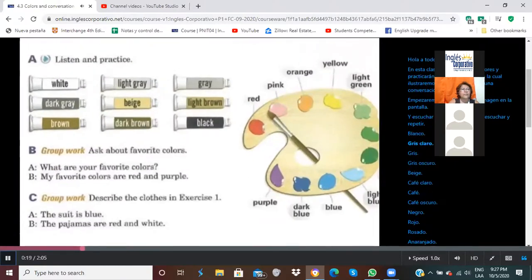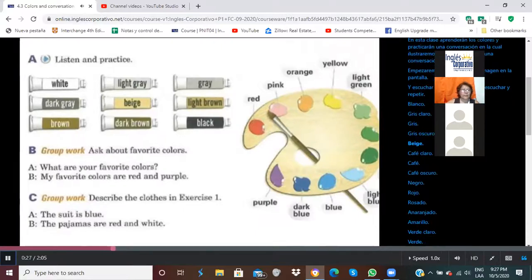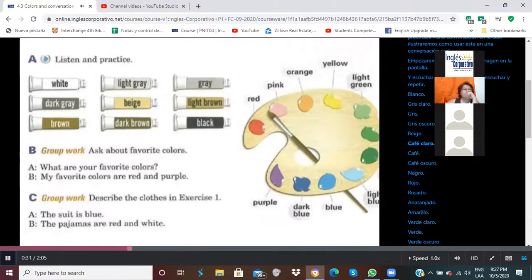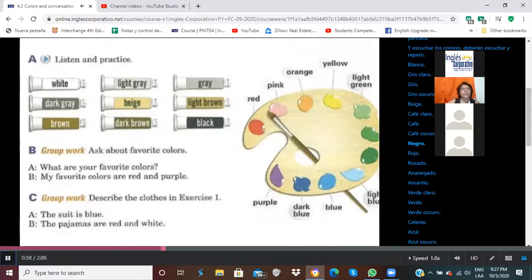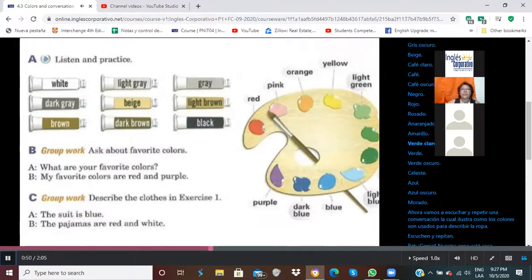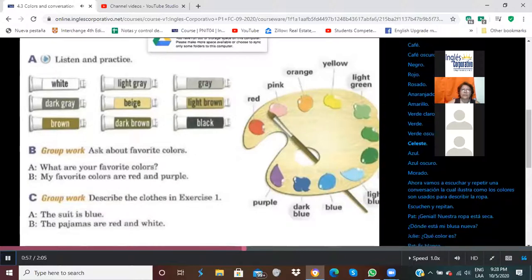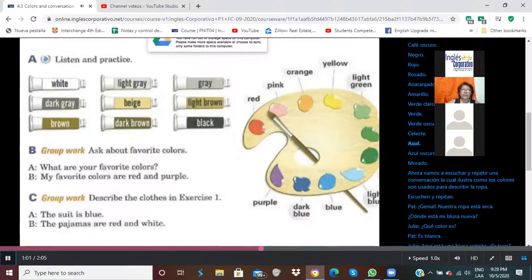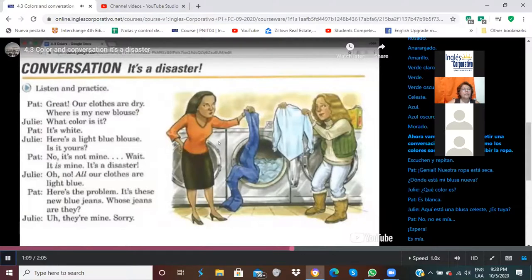White. Light gray. Gray. Dark gray. Beige. Light brown. Brown. Dark brown. Black. Red. Pink. Orange. Yellow. Light green. Green. Dark green. Light blue. Blue. Dark blue. Purple. Now, we're going to listen and repeat to a conversation which illustrates how colors are used to describe clothing.